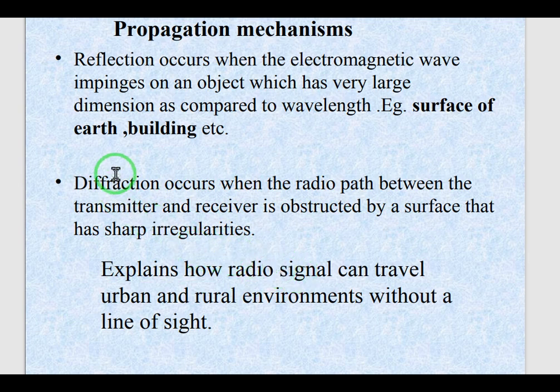That means diffraction occurs when the signal between the transmitter and receiver is obstructed by an irregular sharp obstacle. Then diffraction occurs.